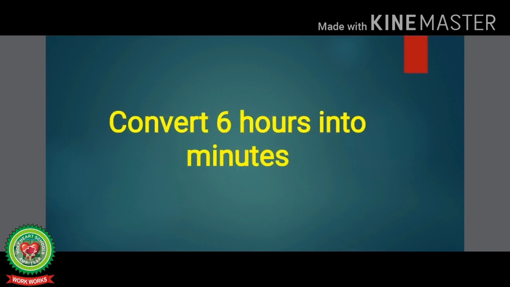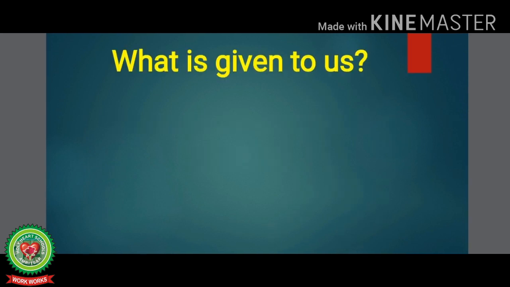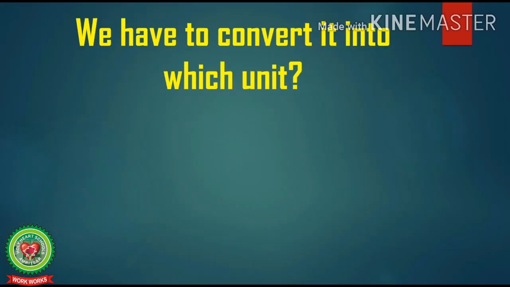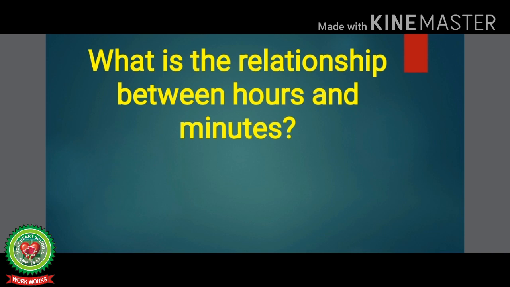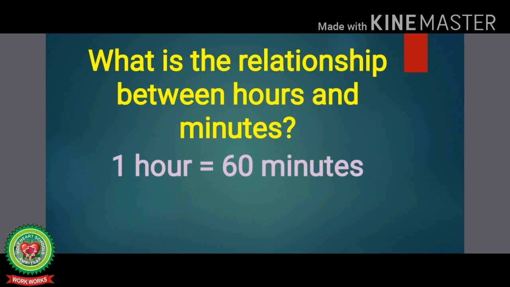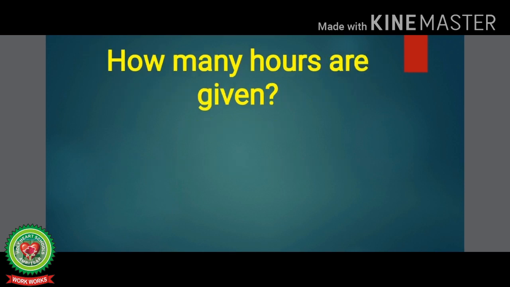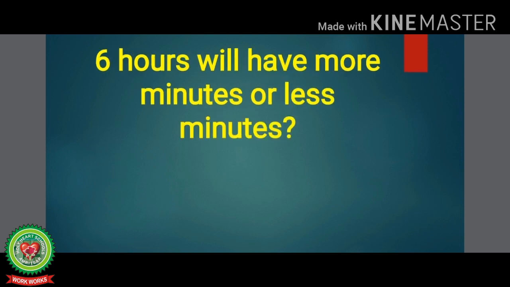Let us take the first example. Convert 6 hours into minutes. So kids, what is given to us? 6 hours. We have to convert it into which unit? In minutes. And what is the relationship between hours and minutes? That is, 1 hour is equal to 60 minutes. So how many hours are given to us? 6 hours. So kids, 6 hours will have more minutes or less minutes?